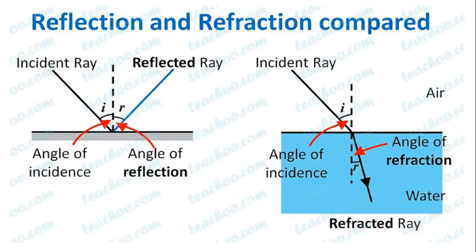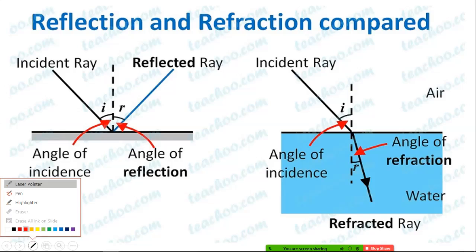At first, we are going to compare between reflection of light and refraction of light. That is, when an incident ray is reflected from a surface, then the ray is the reflected ray, and here the law is angle of incidence is equal to the angle of reflection. And in refraction, this ray is the incident ray and this is the refracted ray, and here the angle of incidence is not equal to the angle of refraction.